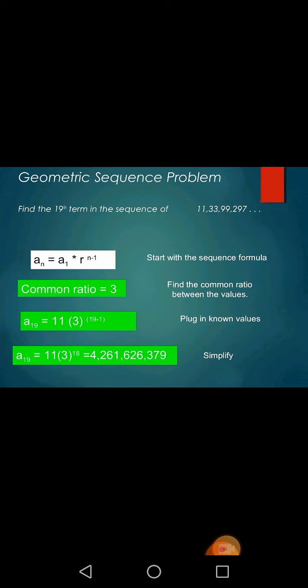To get the 19th term, I should write the formula, which is Aₙ equals A₁ times r to the power n minus 1. A₁ is the first term, and here it is 11, and r, the ratio, is 3, as we said before, to the power n minus 1. He wants the 19th term, so it will be 19 minus 1 equals 18. Then simplify to get the answer. So 11 times 3 to the power 18 equals this number.